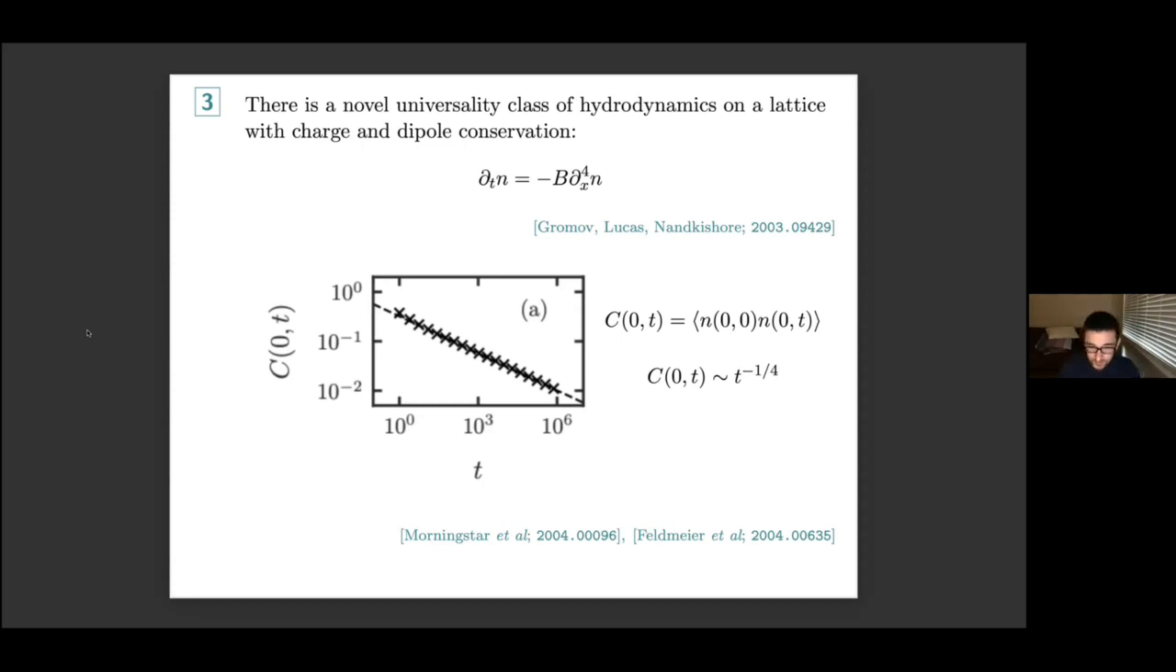Okay, and I think we scooped a few other groups on this result, and about 2 weeks after we posted this paper, 2 other papers came out with numerics showing that there's this beautiful t to the -1/4 scaling in the density correlator. If you just stare for a little bit at this subdiffusion equation, you can convince yourself that that's exactly what you would predict from this hydrodynamic theory.